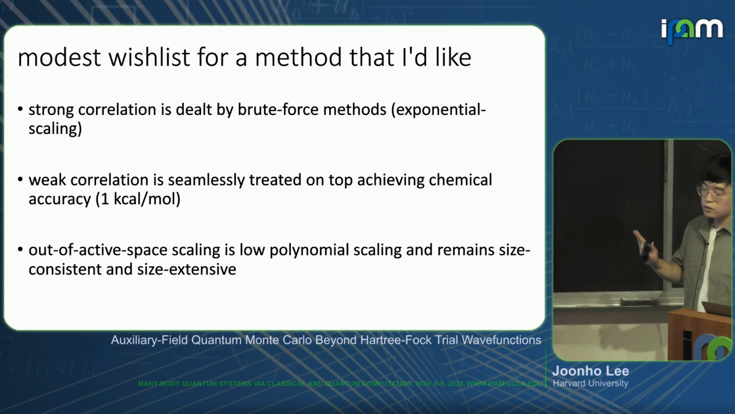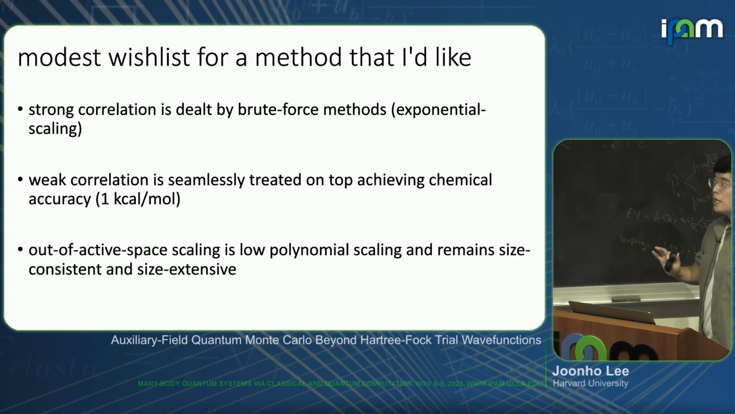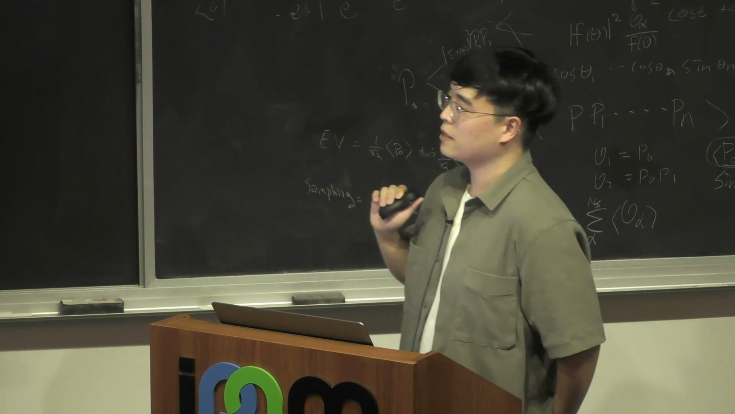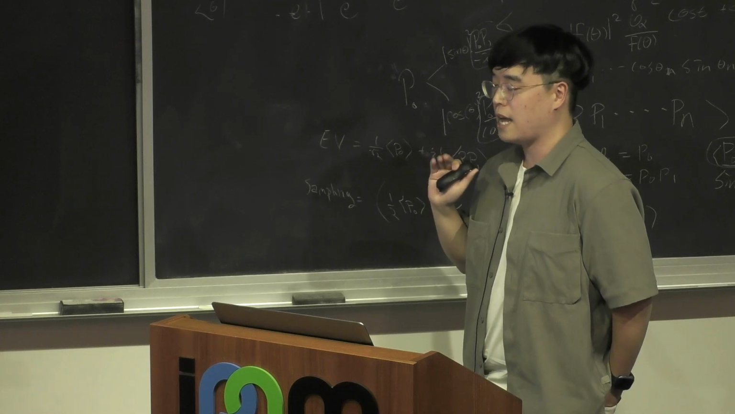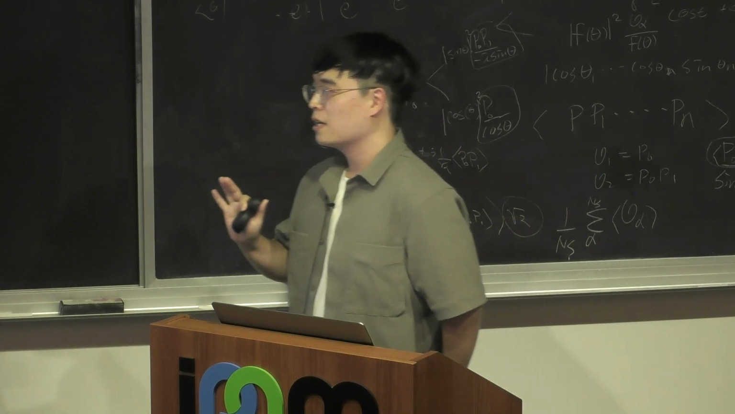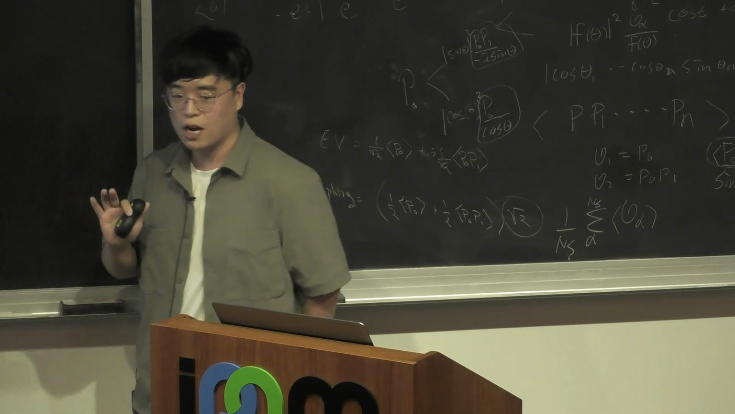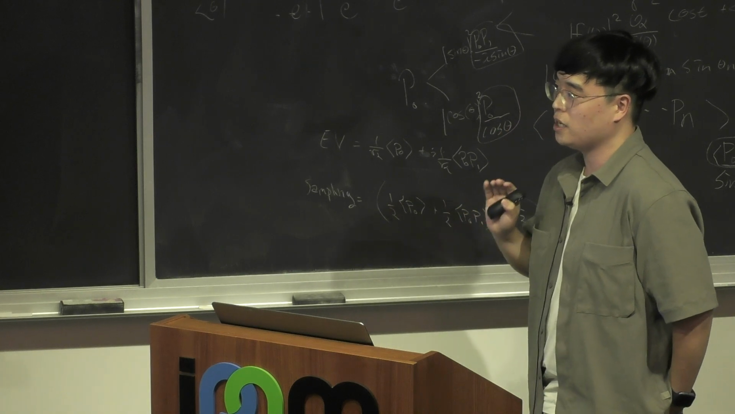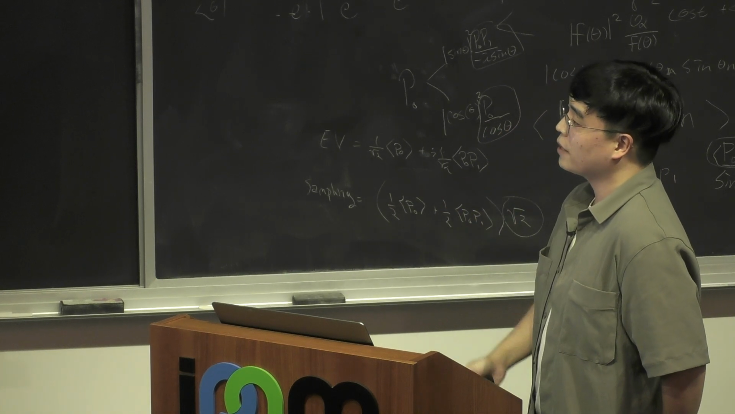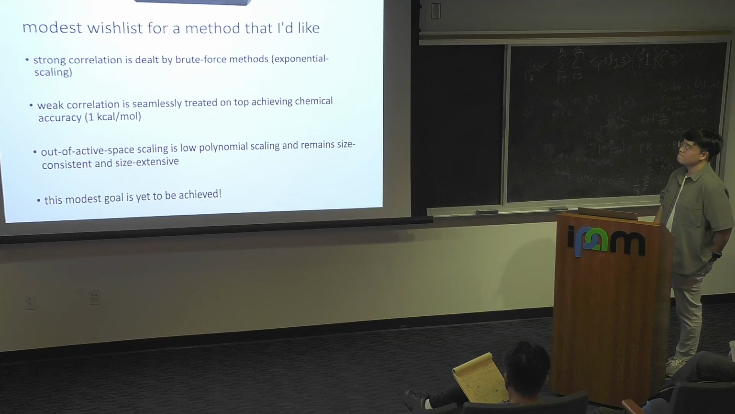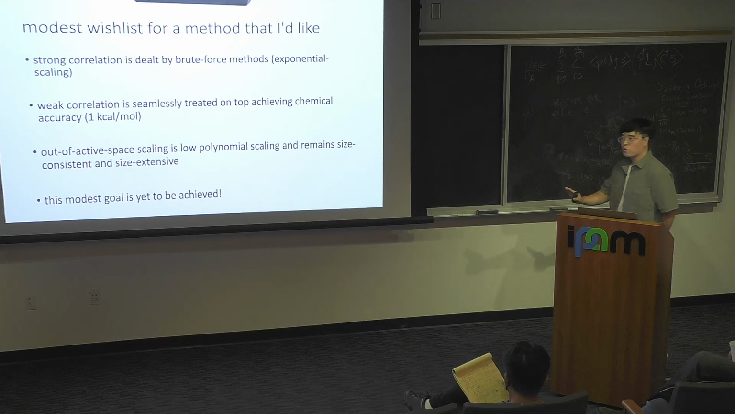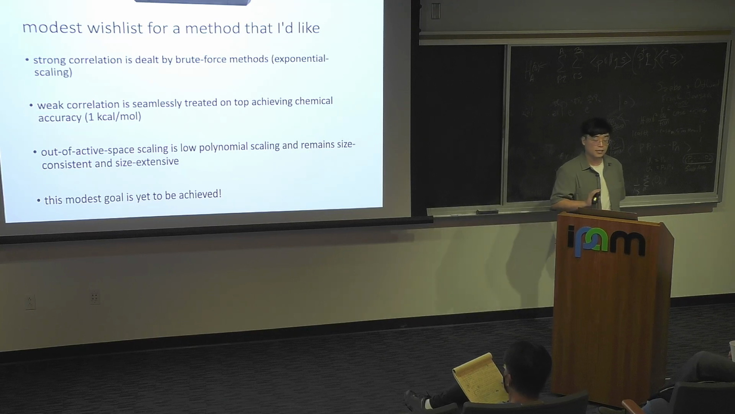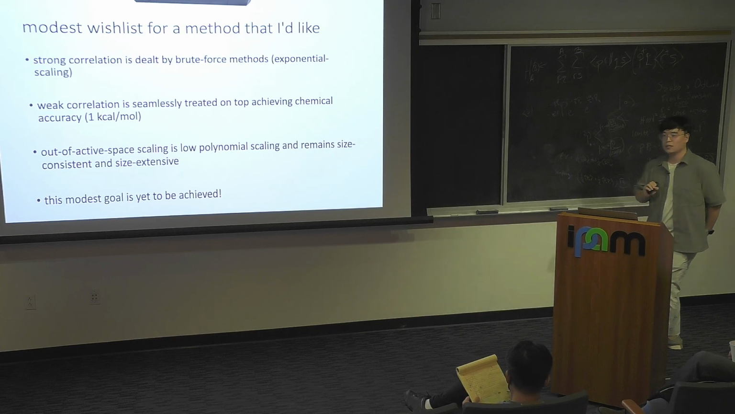And I do want my method to be size consistent and size extensive. It's a property that I'm not going to go into too much detail about, but if you have a method that is not size consistent or not size extensive and you talk to your quantum chemistry friends, they will all of a sudden turn around and try to think about some other method to use. So these are really the properties that we do value. I want my methods to be size consistent and size extensive. And this modest goal, I'm not solving strong correlation here, I'm solving weak correlation on top of strong correlation. Strong correlation is not yet solved. This is a modest goal.